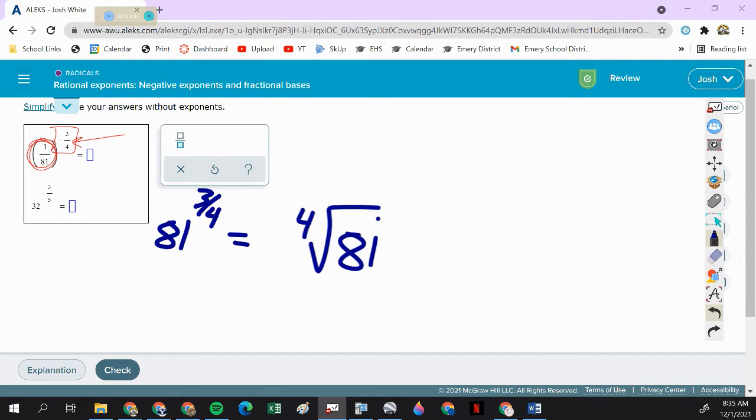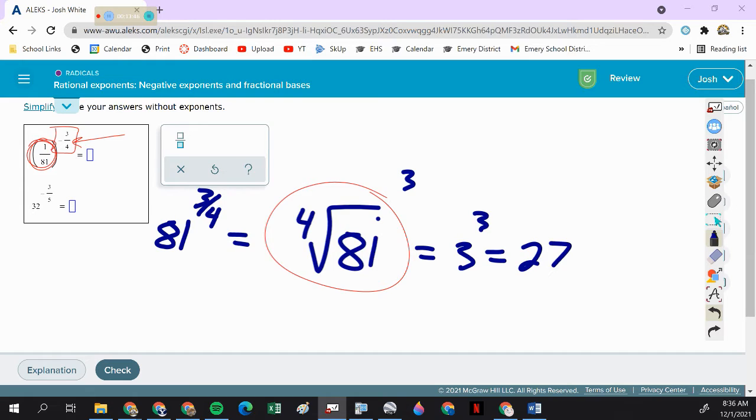So if you stick it out here, what is the 4th root of 81? 3. And what is 3 to the 3rd? 27. So that's why I prefer to put the root or the exponents on the outside.